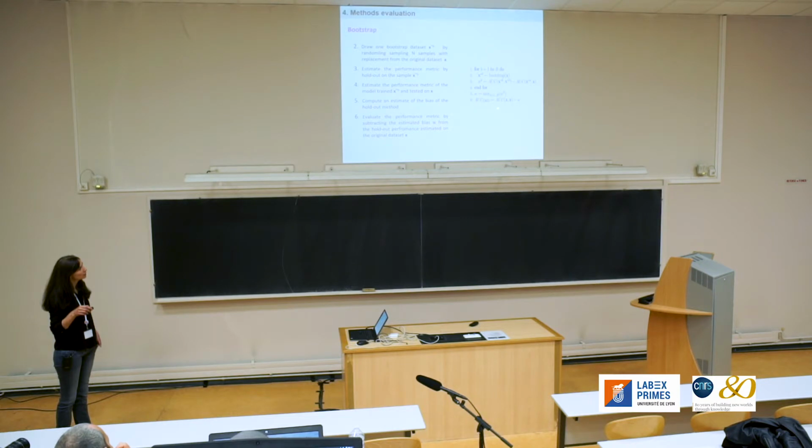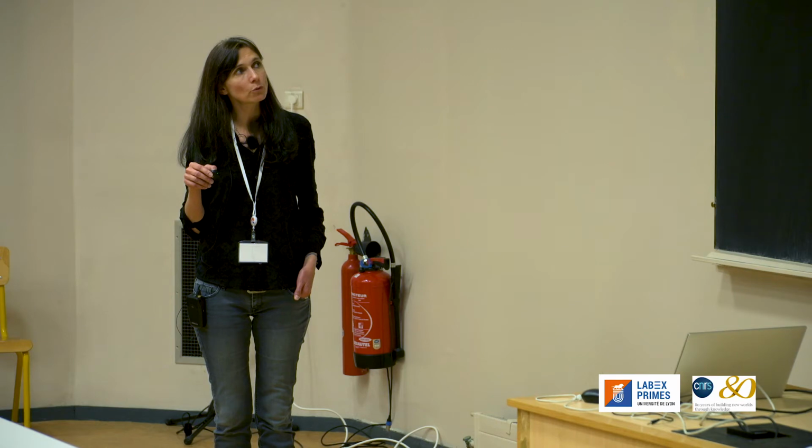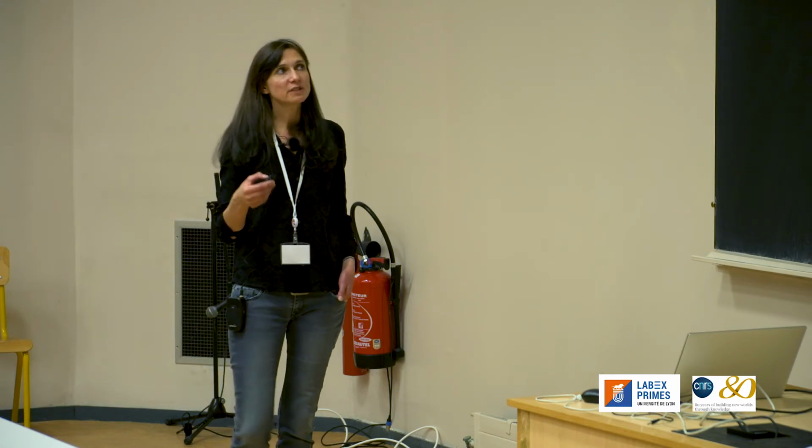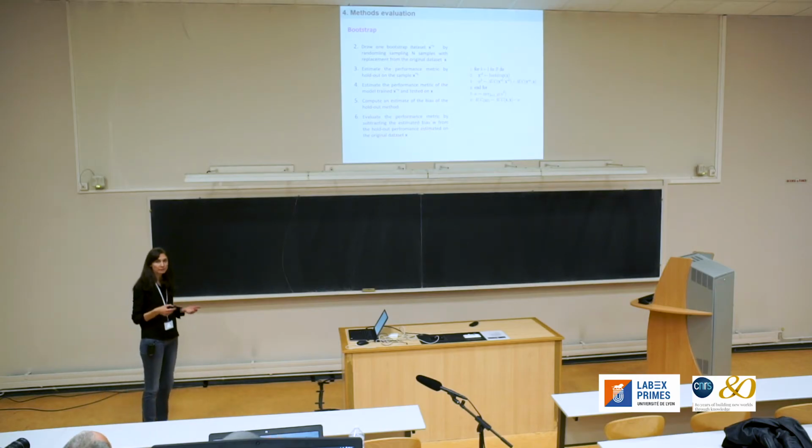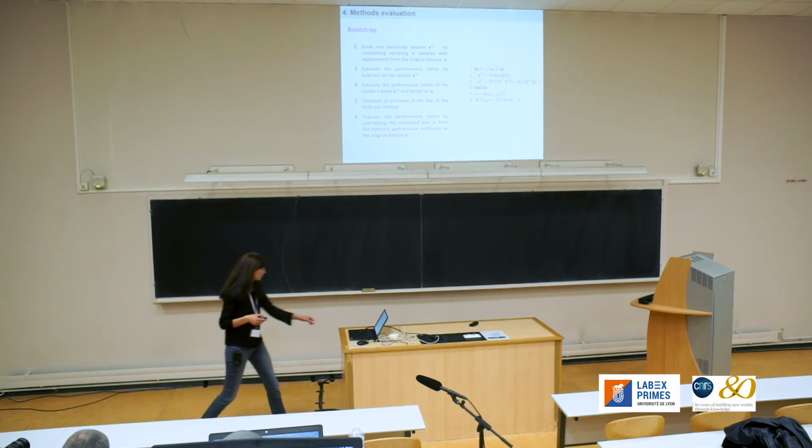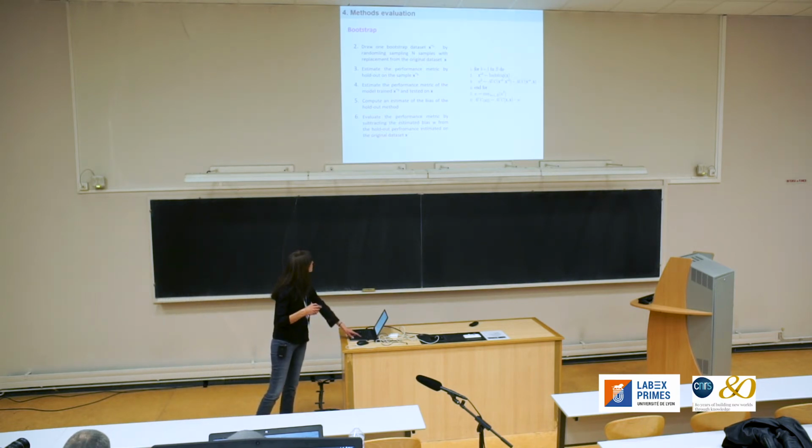Now I'm evaluating the performance by resubstitution, but on my original sample. So learning on X, testing on X. But I'm subtracting the bias I have estimated previously. And this gives you, again, an estimation of the performance I will get on the general population.